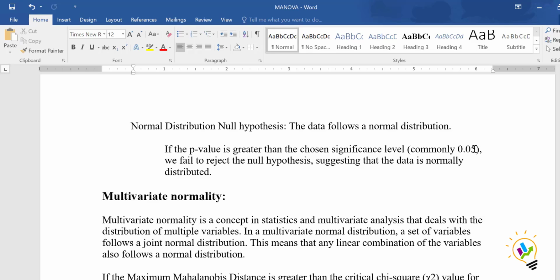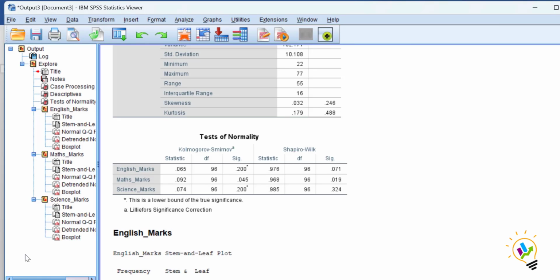Since the null hypothesis states that the data follow a normal distribution, if the significant value is less than 0.05, we reject it and say that the data is not normally distributed. If it is 0.05 or more than 0.05, we can conclude that the data is normally distributed. If you see the output screen, for English marks the significant value is 0.071, which means the data is normally distributed. For mathematics marks, the significant value is 0.019, so the data is not normally distributed.